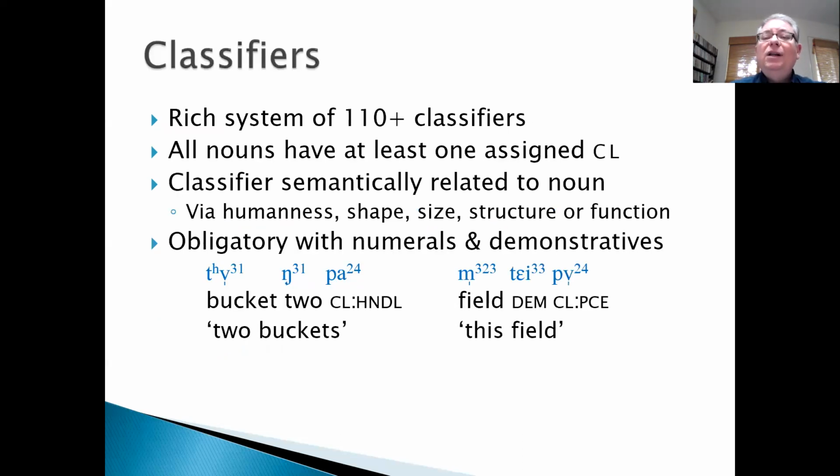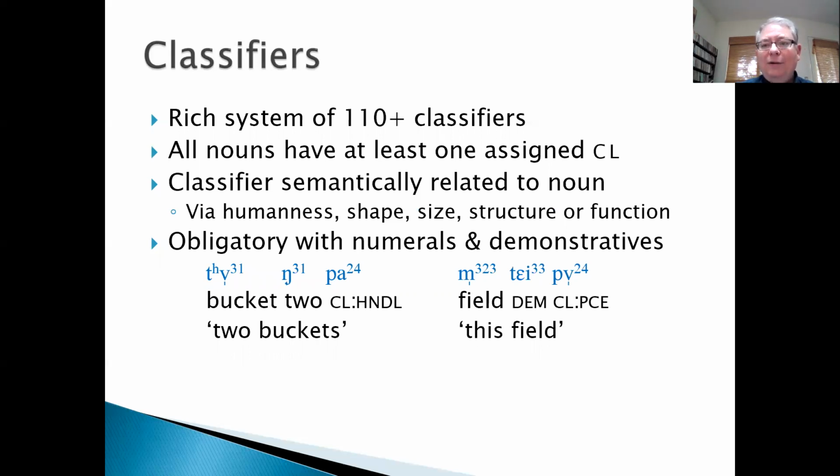Noun classifiers, there are a lot of them in Khatso. I've counted more than 110. I'm not sure I actually have the whole list. So a very rich system of noun classifiers. And if you're not familiar with noun classifiers, they work similarly to the way that measure words work with mass nouns in English. So for example, if you want to talk about water or sugar, mass nouns in English, if you want to talk about quantity, you have to add a measure word, a cup, a spoon, a bottle, a glass, whatever.